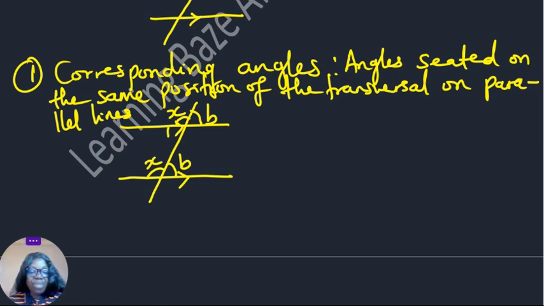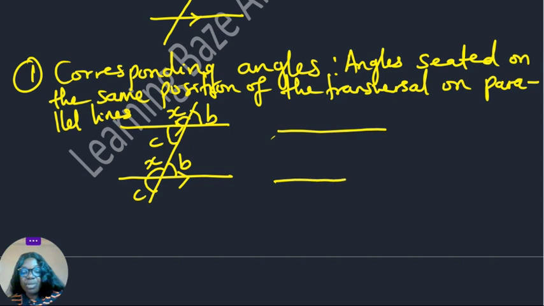Now what if we have below, right here, you have C. Then you come to the second parallel line, you also have C. Which means those angles are corresponding to each other. Now let's have this now. Let's have figures right here. So you have the parallel lines facing the same direction.